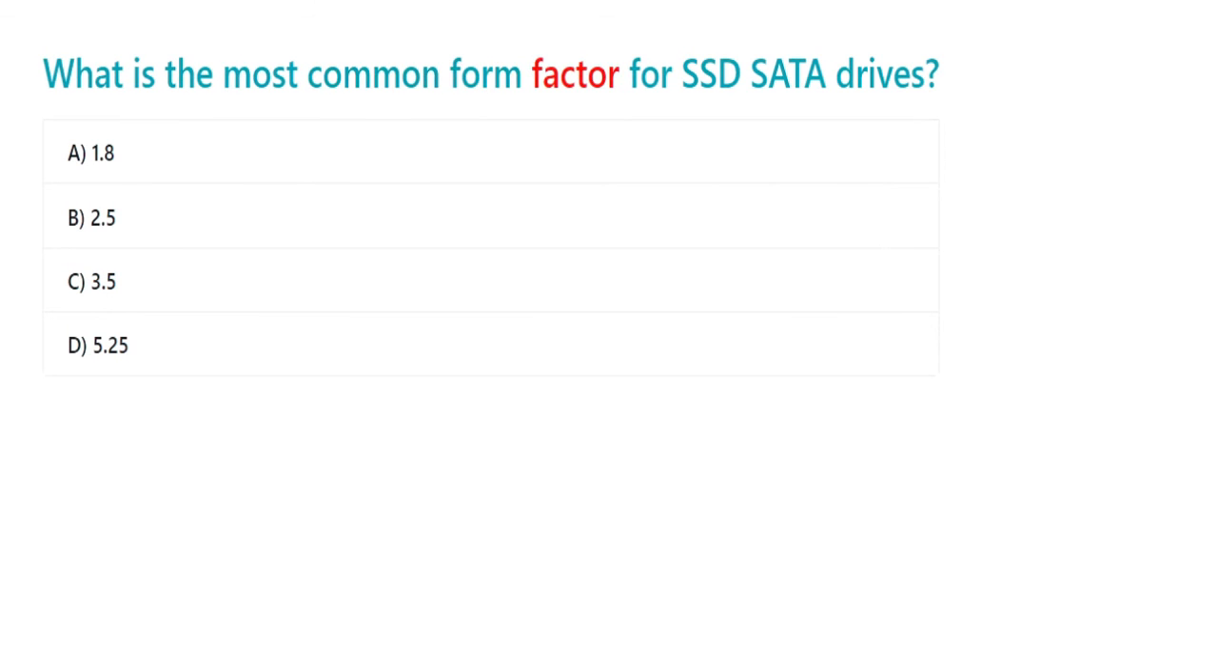What is the most common form factor for SSD SATA drives? A. 1.8. B. 2.5. C. 3.5. D. 5.25. The correct answer is B. 2.5.